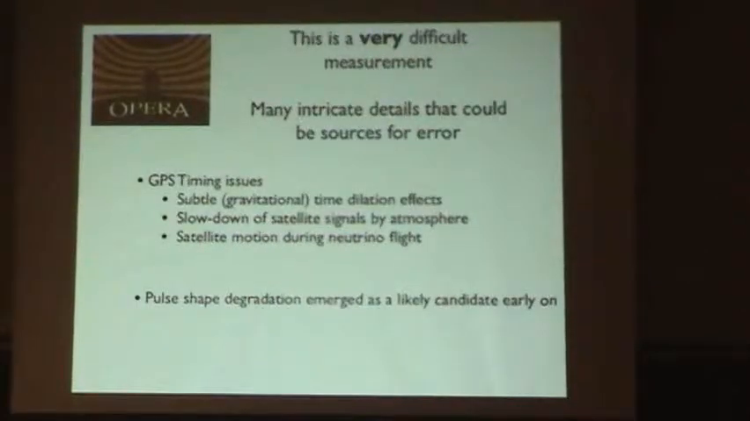Now, the measurement that they did is a very difficult measurement. There are lots of places you could screw up. The precision required is incredible. There are a lot of issues with GPS timing. I wanted to mention pulse-shaped degradation because early on people thought that pulse-shaped degradation was... By the way, I'm going through this because I just want to emphasize just how difficult what these people are doing is. So, very early on, pulse-shaped degradation came out as a possibility for what was causing the problems.